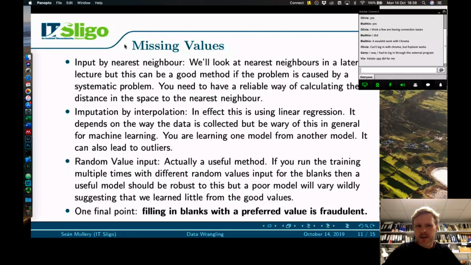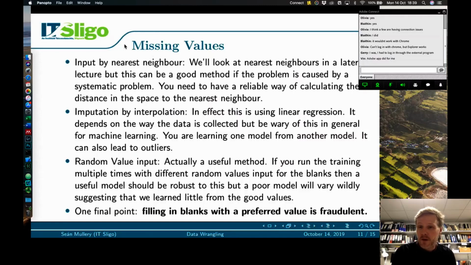You can do something like input by nearest neighbour. In the next lecture that I'm going to do with you tonight is on nearest neighbour, so I'll explain to you a little bit more about that later this evening. But this can be a good method if the problem is caused by a systematic problem. You need to have a reliable way of calculating the distance in the space to the nearest neighbour, and that can be problematic. But if you do know a way of doing that, then this can be a good method.